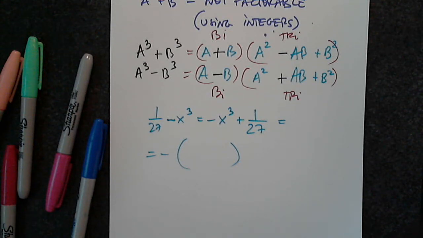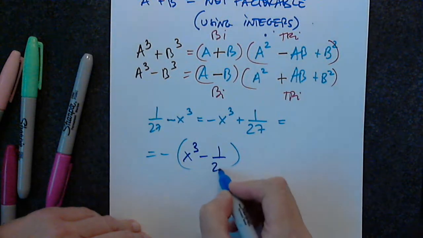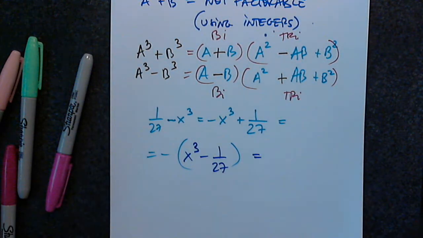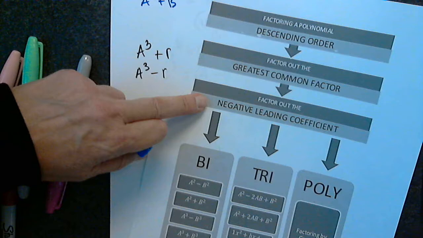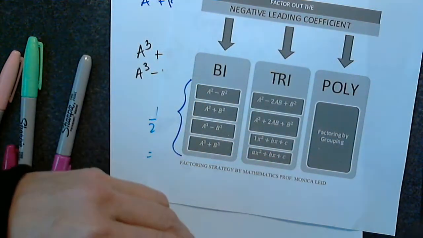Awesome. Careful. Minus x cubed minus 1 over 27. Do you all see that? Mm-hmm. Very good. X cubed minus 1 over 27. So now I reached this stage. Now I have 4 different options.